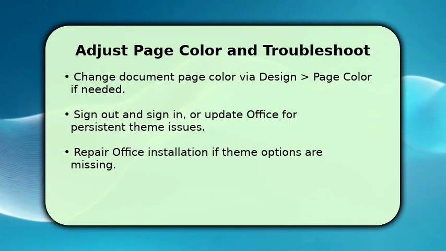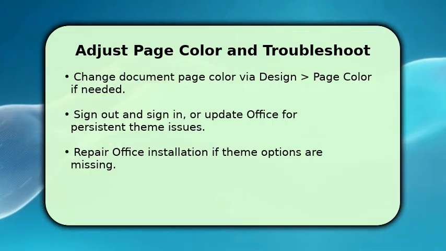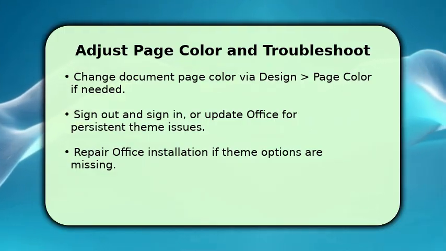If the theme choice disappears or reverts, sign out and sign back into your Microsoft account or update Office. As a last resort, run Quick Repair from Programs and Features. That fixes corrupted settings that can cause this.